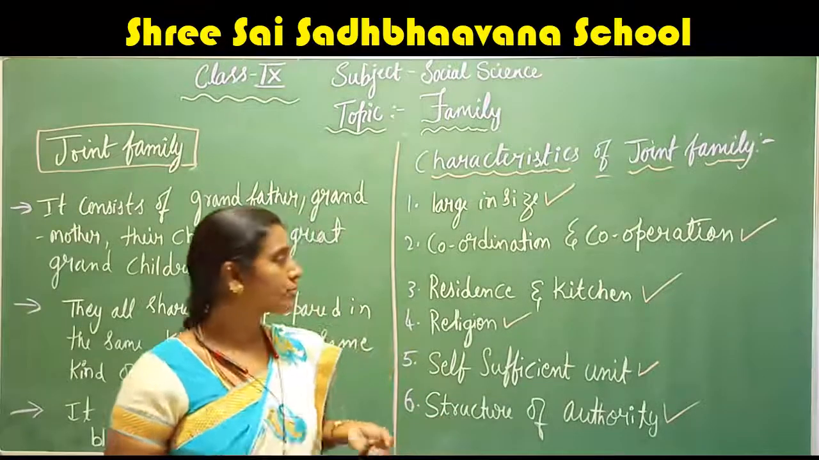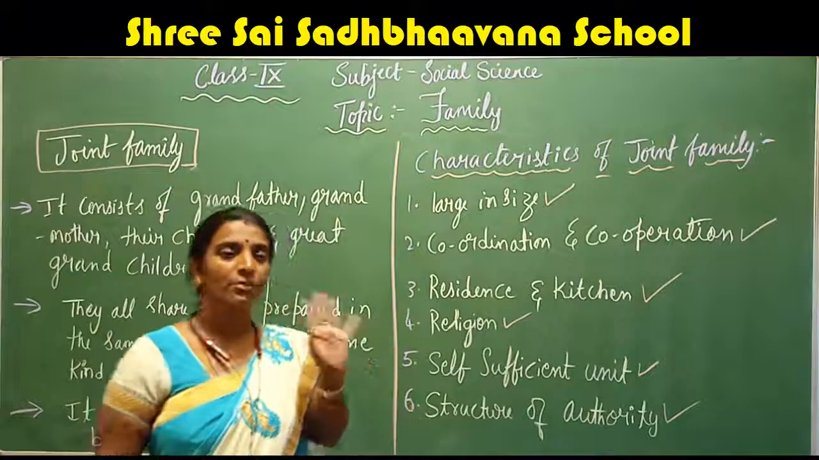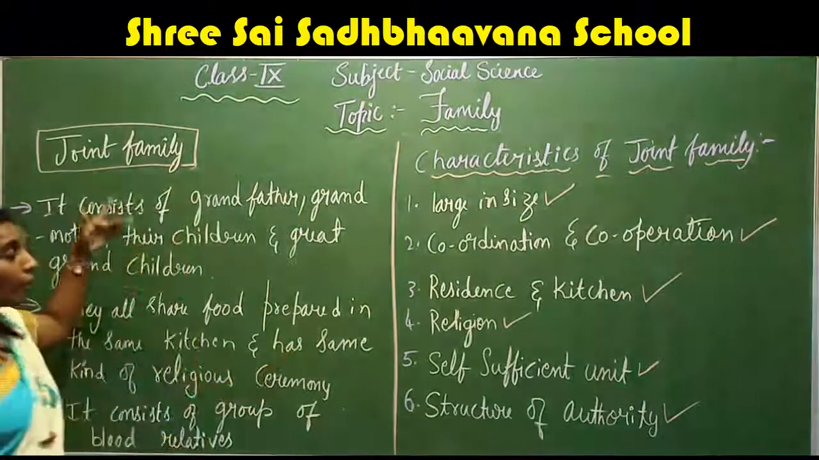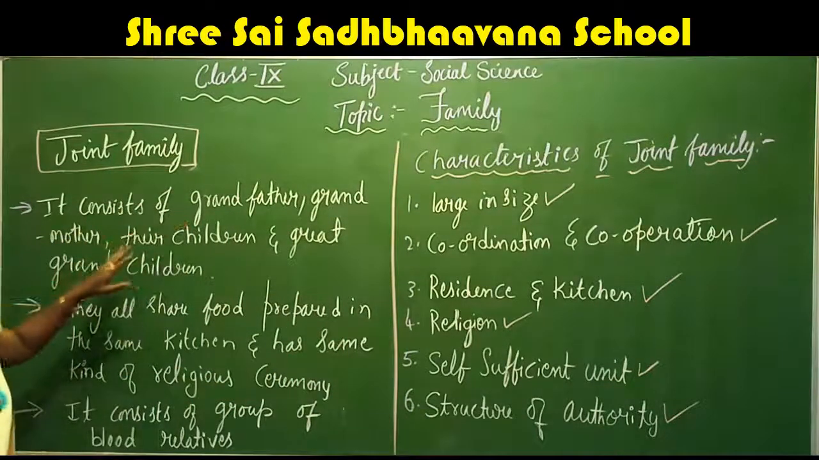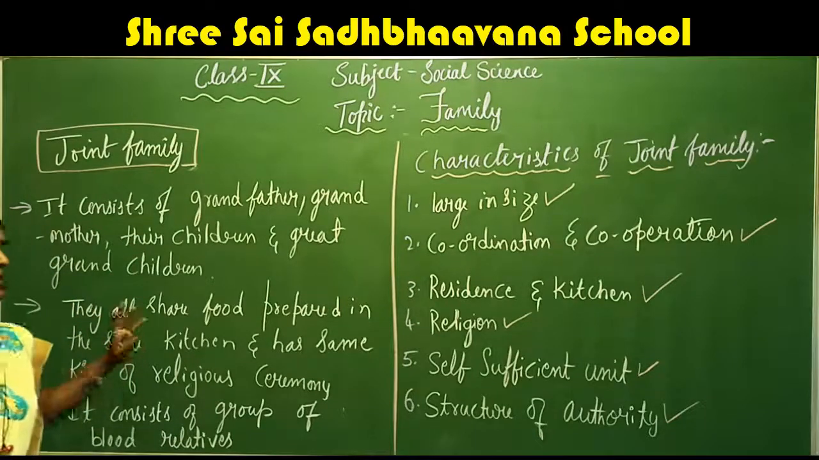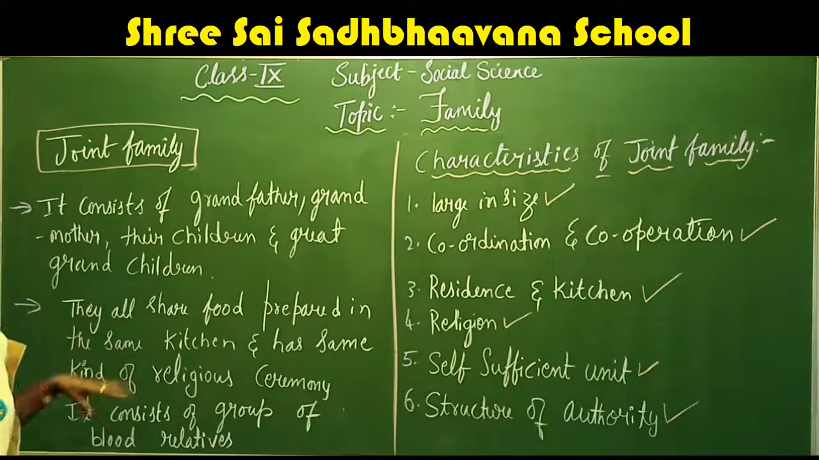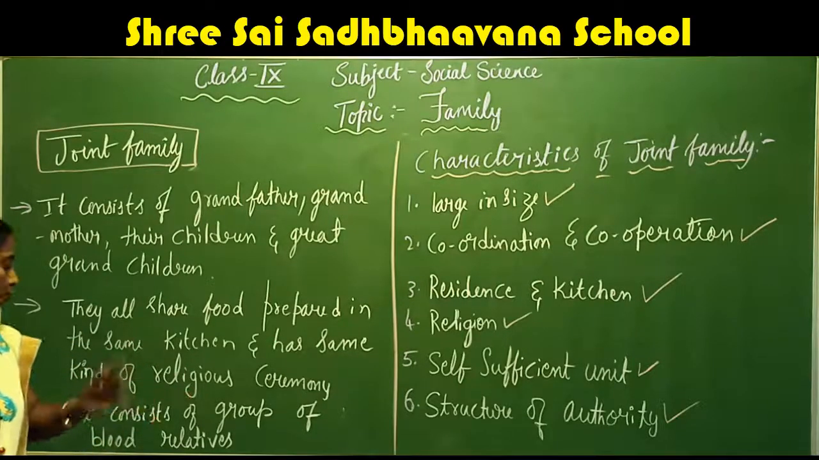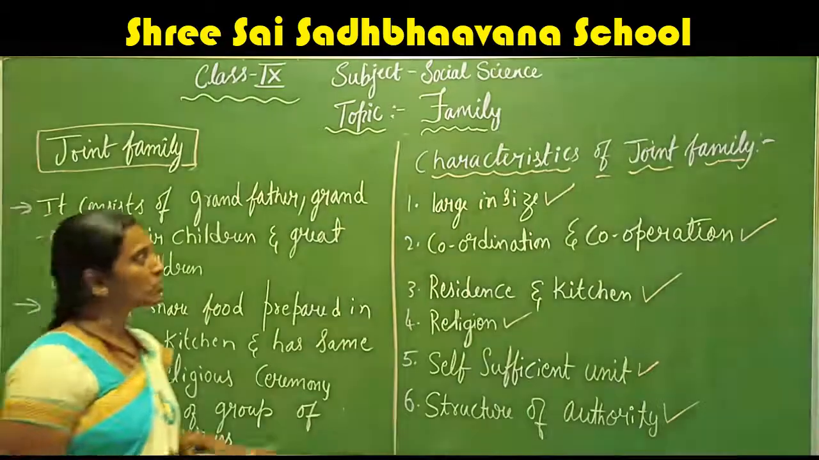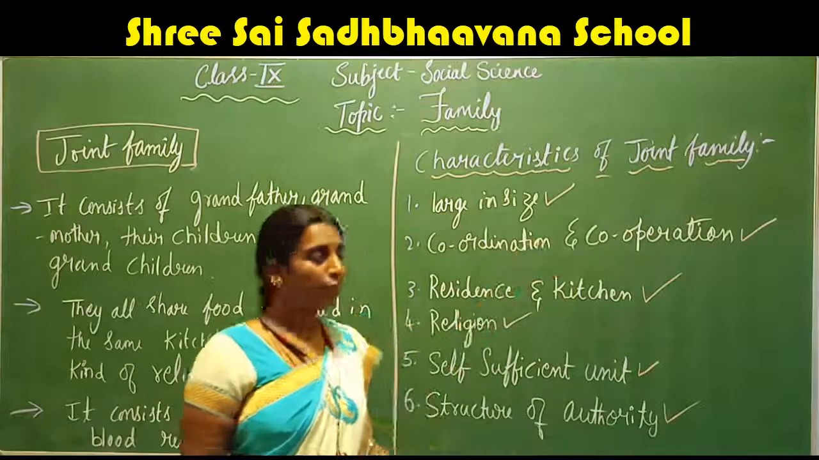I hope you understood the points. Once again, I will revise. What is joint family? It consists of grandfather, grandmother, their children and great-grandchildren. They all share food prepared in the same kitchen and are interested in the same kind of religious ceremonies. It consists of a group of blood relatives, that is kinship. So what are the characteristics of joint family?